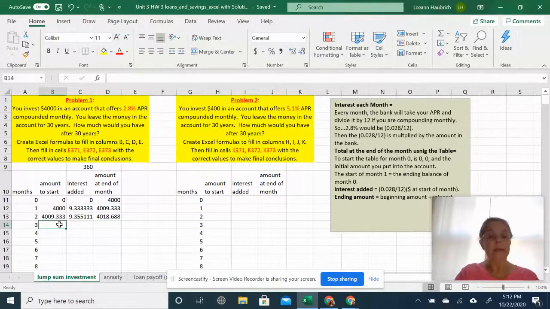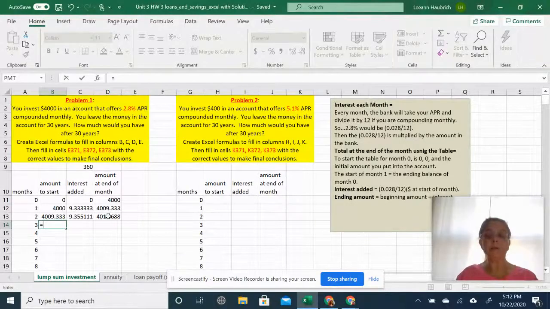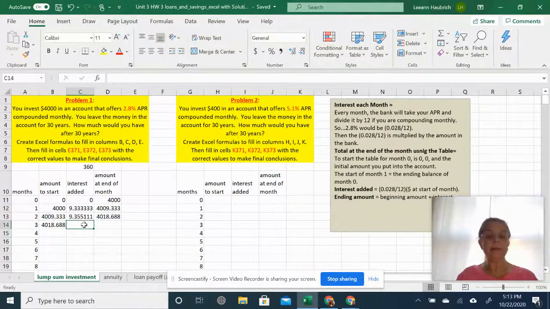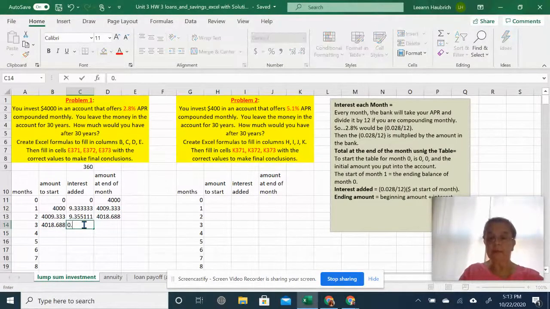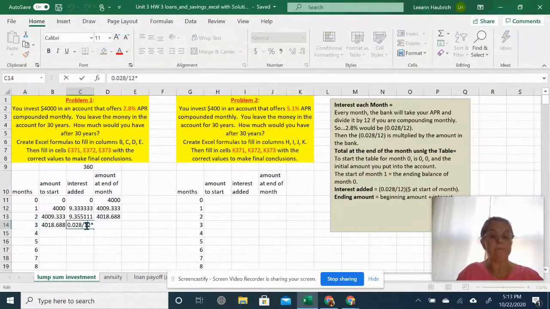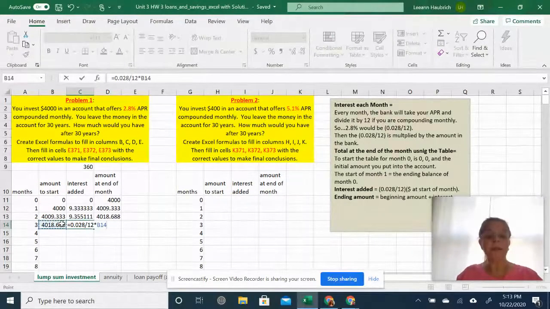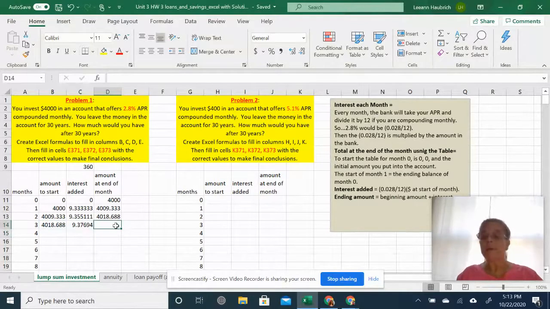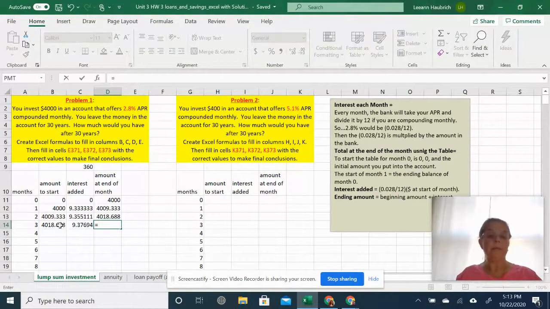And once you've done this a few times, Excel will recognize that there's a pattern. It will recognize that the first column is always equal to the last column from the previous month. It'll recognize that the interest is always the interest rate, 0.028 divided by 12, times, and I think I have to put that equal sign in here again, times the amount of money currently in the account, and the final part of this month will equal the beginning amount for the month plus the interest earned.